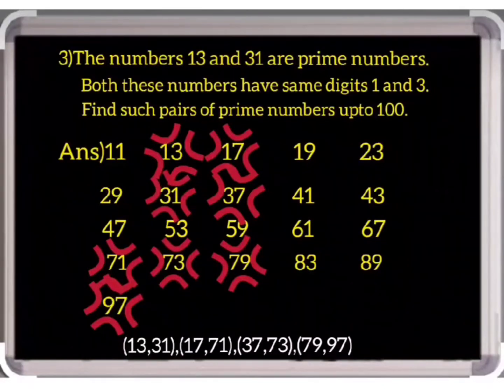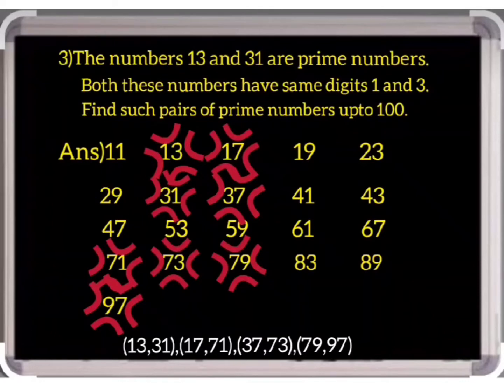Now question number 3. The numbers 13 and 31 are prime numbers. Both these numbers have the same digits 1 and 3. Find such pairs of prime numbers up to 100. Okay dears, here you can see I have written prime numbers from 13 onwards. Why are we writing 2-digit prime numbers, not less than 10? Because we have to reverse the order. Then only we can find such pairs.